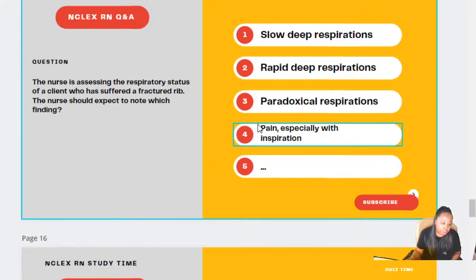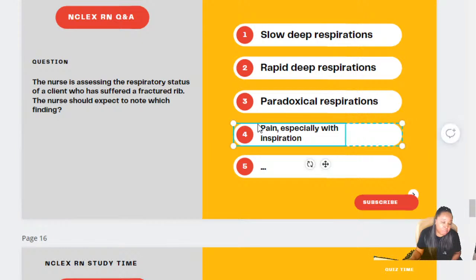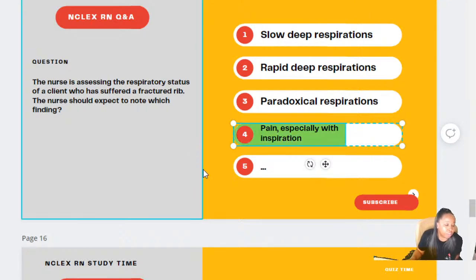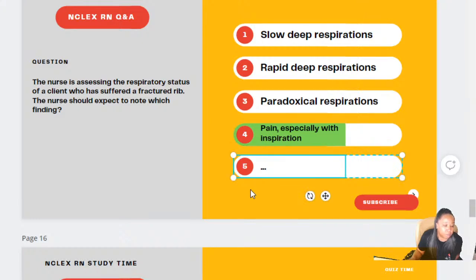Because of the damage from the fracture of the rib, the patient will have pain each time the patient tries to take a breath, so trying to breathe in. Okay, you breathe in, you have pain. That's how you're going to feel it. The patient will feel pain each time the patient tries to take a breath.